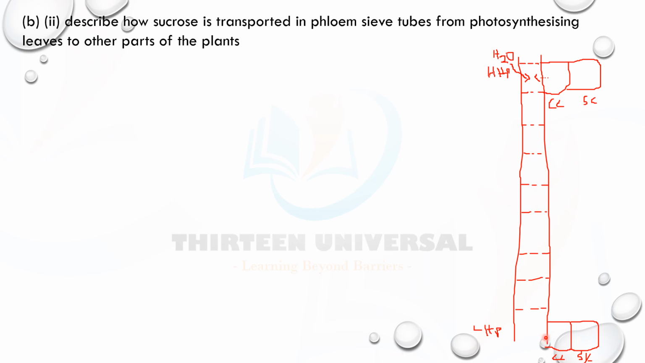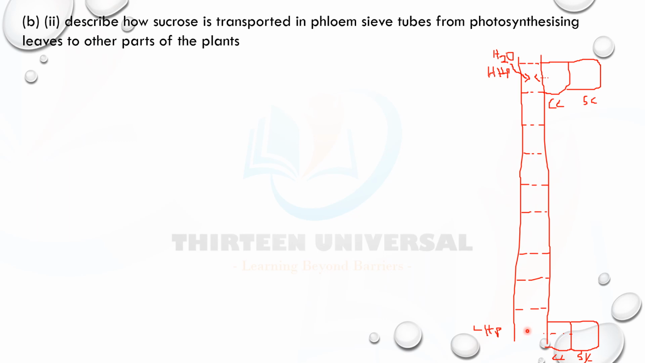But at the sink, sucrose is moved out. When it moves out of the sink, the water potential in the sink increases. When you remove solute, water potential will increase. We are moving sucrose out from here to here. So the water potential in the sieve tube element here will increase because sucrose is a solute. When you reduce solute, water potential will increase.